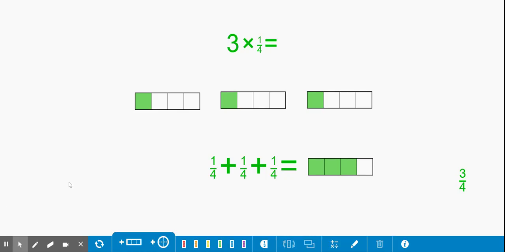Let's look at another problem. This problem is 3 times 1/4. We can think of 3 times 1/4 as 3 groups of 1/4, or 1/4 plus 1/4 plus 1/4. Written out like that, 1/4 plus 1/4 plus 1/4 would give us 3/4. So 3 times 1/4 is 3/4.